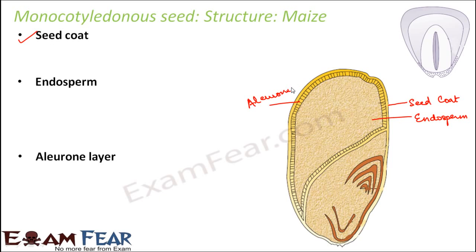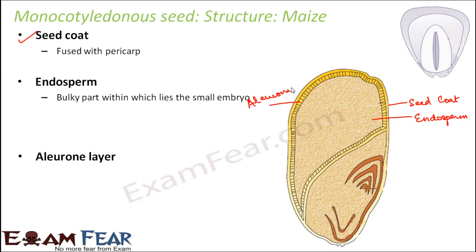So let us talk about each of them one by one. Seed coat is fused with pericarp. Pericarp is nothing but the fruit wall. Now the seed is present inside the fruit, so the internal wall of the pericarp, that is the endocarp, and the seed coat will almost be fused to each other. Where the endocarp ends, there the seed coat starts. It is something like that.